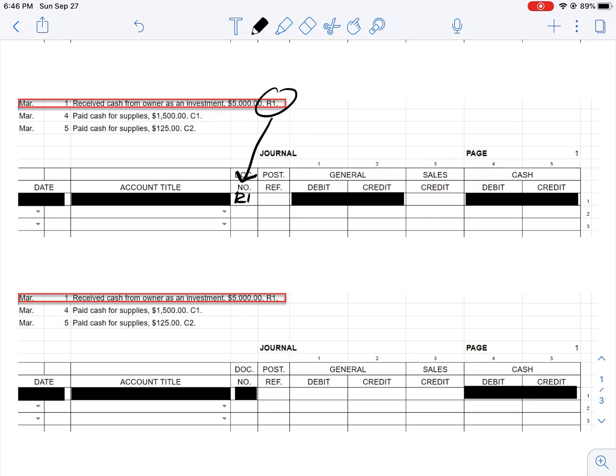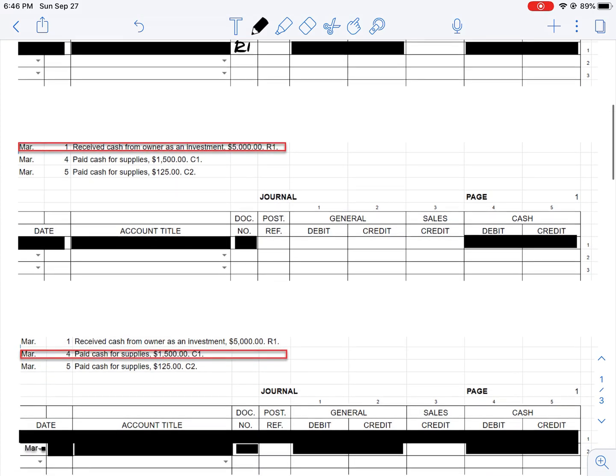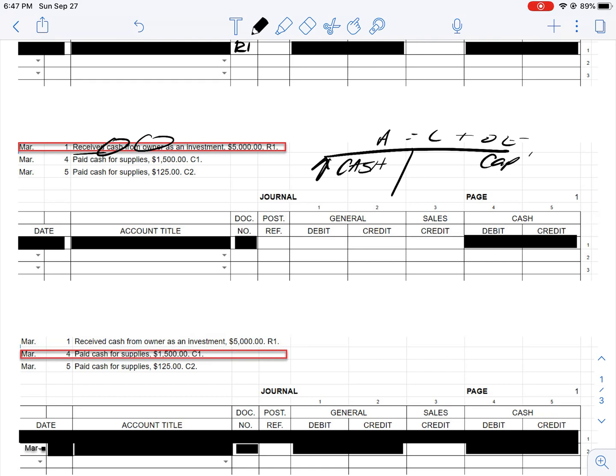If we move on to the next one, March 1st, let's just take a quick look at this one, okay? And let's go back to chapter 2, received cash from owner as an investment. So if we look at that, we have cash, we know is our asset. We know cash is going up. Okay, owner as an investment, we know that's capital. And that's going up, right? This sits on the left-hand side, so that'll be a debit. This sits on the right-hand side, that'll be a credit.